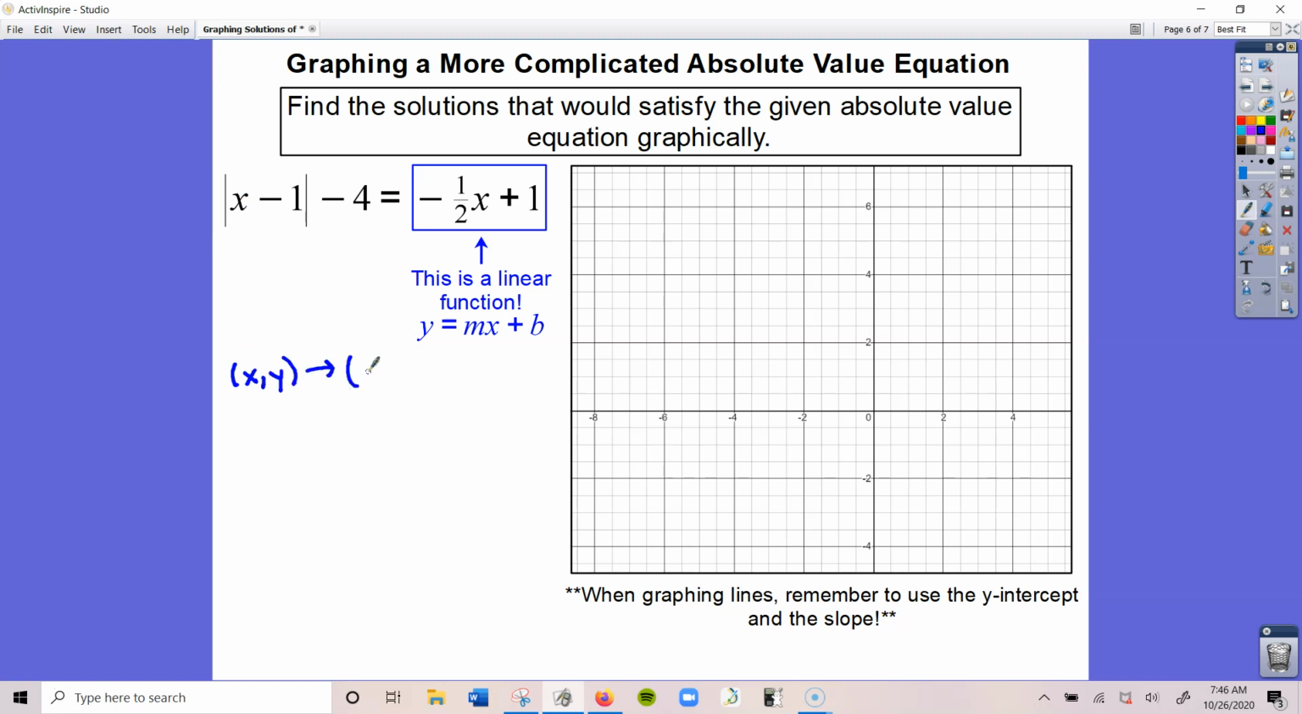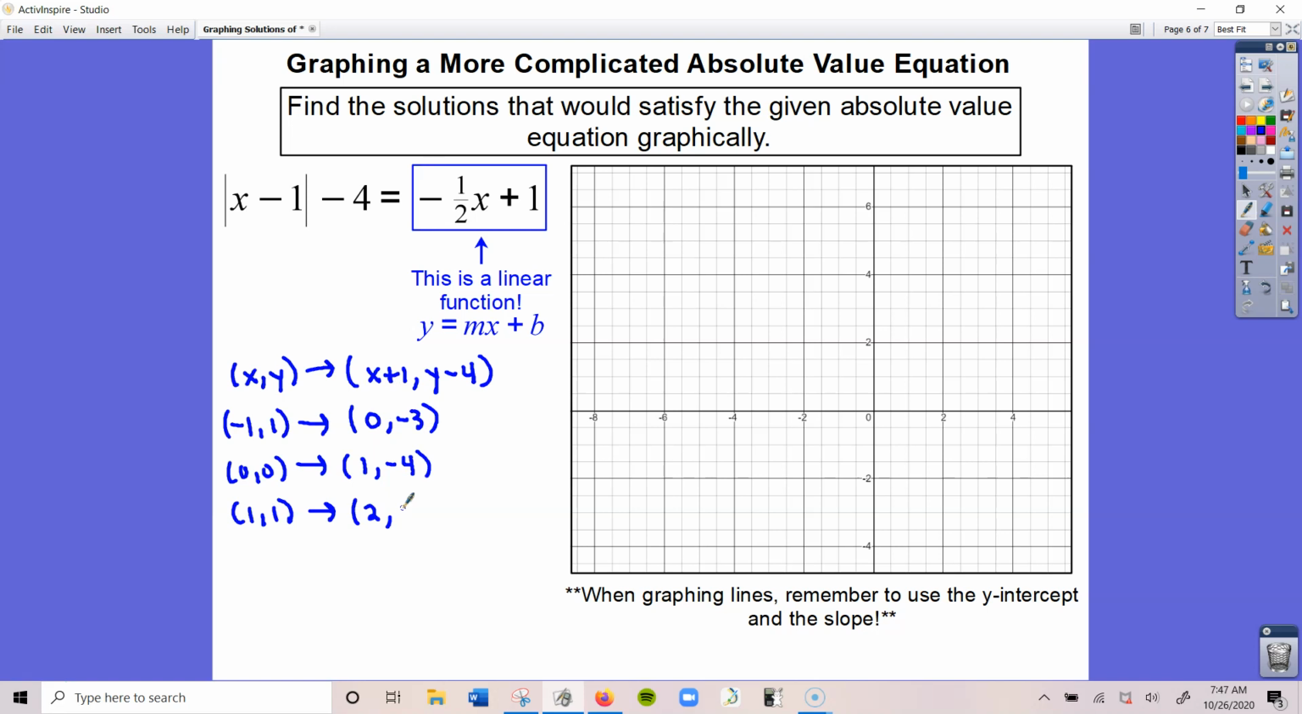The rule for the x's would be x plus 1, and the rule for the y's would be y minus 4. I'm going to use my regular reference points and plug it in. When I plug in negative 1, 1: negative 1 plus 1 is 0, and 1 minus 4 is negative 3. When I plug in 0, 0: 0 plus 1 is 1, and 0 minus 4 is negative 4. And when I plug in 1, 1, I get 1 plus 1, which is 2, and 1 minus 4, which is negative 3. So let's go ahead and graph that.